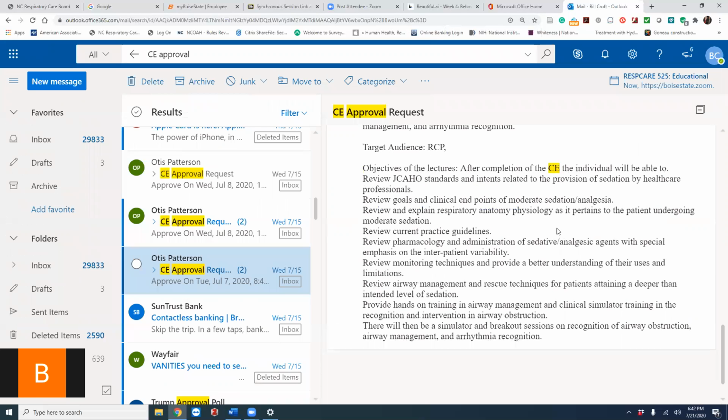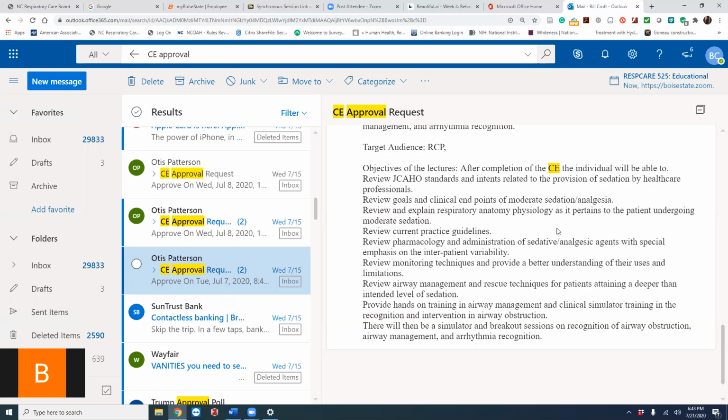All right, so these are CE requests that we get, and we have to approve them. What do you notice about these objectives? Just like you said, they relate to what the instructor needs to accomplish versus what we want to achieve with the students. Exactly. There's some in there that might apply.